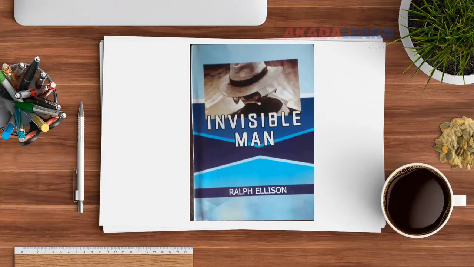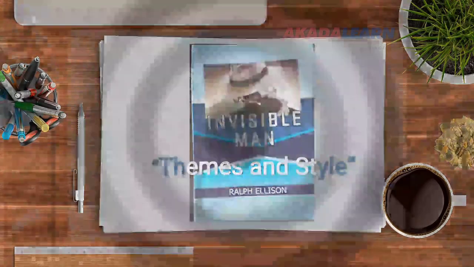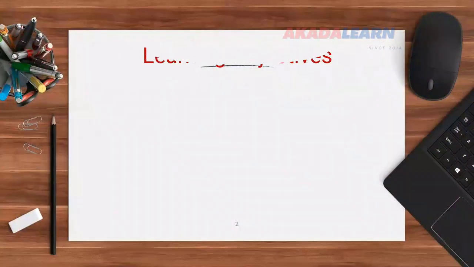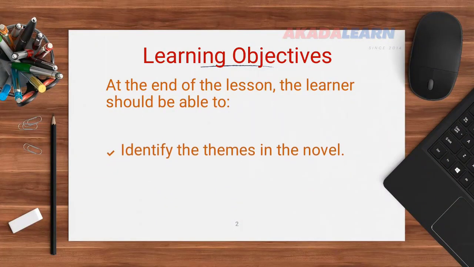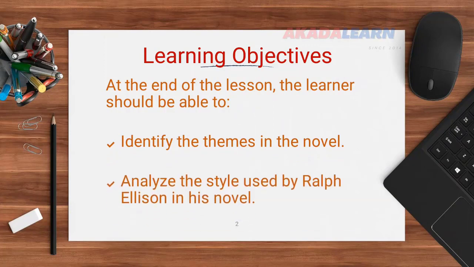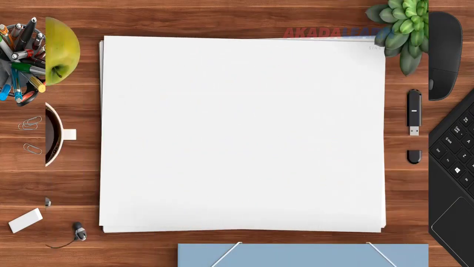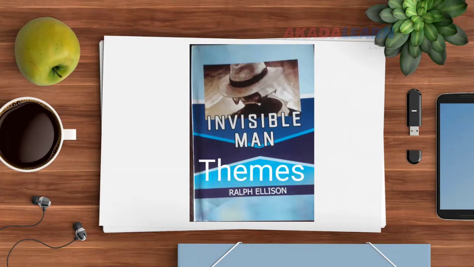Today's class, we're going to be looking at the themes and style in Ralph Ellison's Invisible Man. Our lesson objectives: at the end of this lesson, the learner should be able to identify the themes in the novel, as well as analyze the style used by Ralph Ellison in this novel. So now, we're going to be looking at the themes.